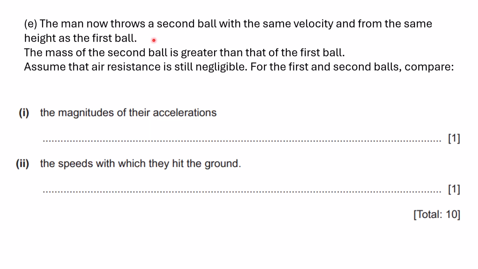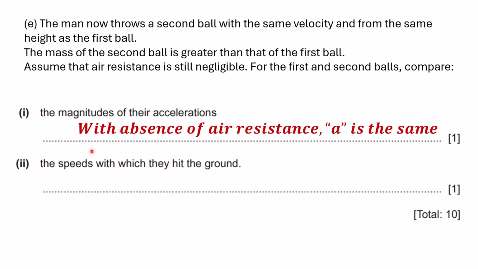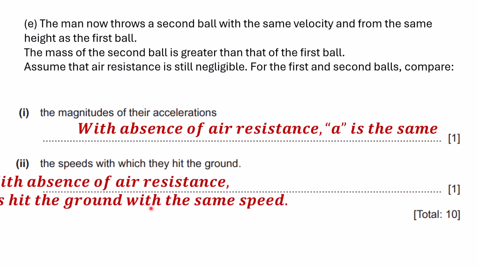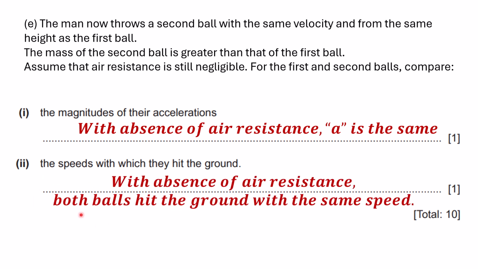The man now throws a second ball with the same velocity and from the same height as the first ball. The mass of the second ball is greater than that of the first ball. Assume that air resistance is still negligible. For the first and second balls, compare the magnitude of their acceleration. With absence of air resistance, acceleration is the same for both balls. And the speed with which they hit the ground: with the absence of air resistance, both balls hit the ground with the same speed.